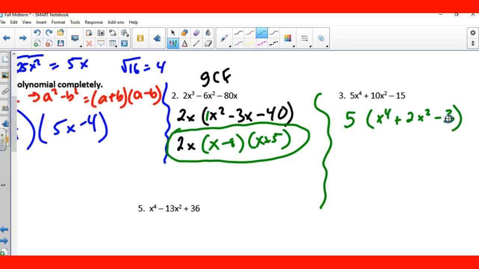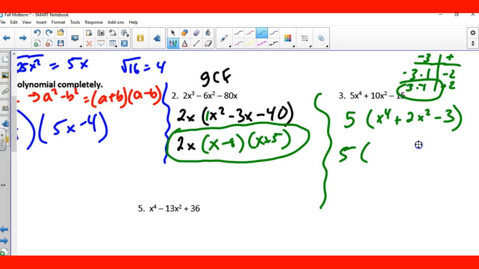So again, what are two factors that multiply to give me negative 3, and those same two factors add to give me positive 2? We have negative 3 times 1, which adds to negative 2. And 3 times negative 1 adds to positive 2. So those are our factors, 3 and negative 1.